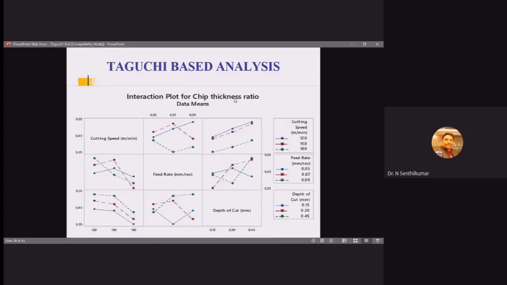Then we have the interaction plot also. The interaction plot states if the relationship between two parameters is represented by parallel lines, then it has no interaction at all. If it is represented by non-parallel lines like this, in between the feed rate and depth of cut. Look at this. This is the feed rate and depth of cut. Here you can see non-parallel lines. Then it is an interaction. But here you can see these are parallel lines. That is in between cutting speed and depth of cut. There is no interaction at all. So interaction exists between feed rate and depth of cut only.